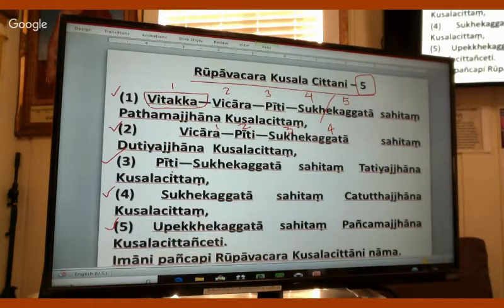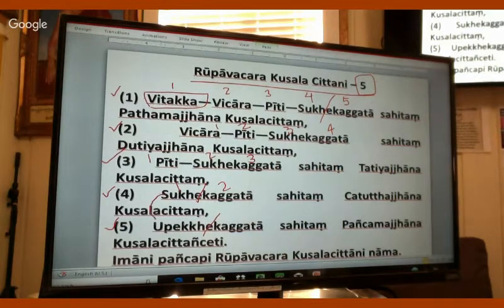And then number 3, the third jhana, is Piti, Sukha, Ekaggata. No Vicara. 3 jhana factors, in the Tatiya jhana kusala citta. And number 4 jhana is Sukha, Ekaggata. Only 2 jhana factors working, Sukha Ekaggata sahitam, Catuttha jhana kusala citta.